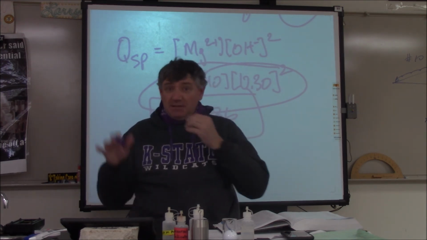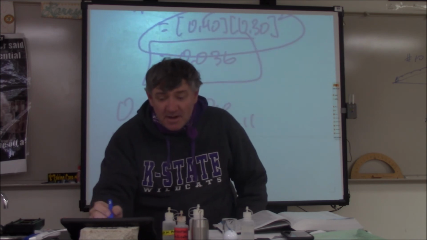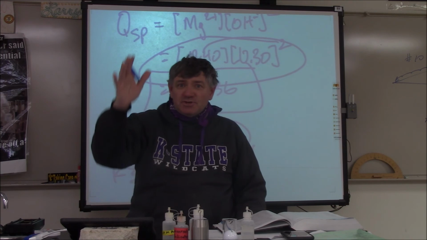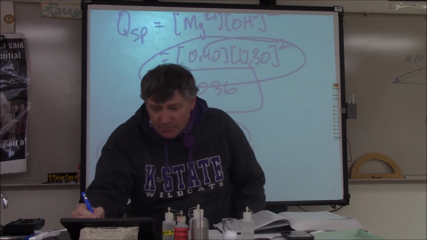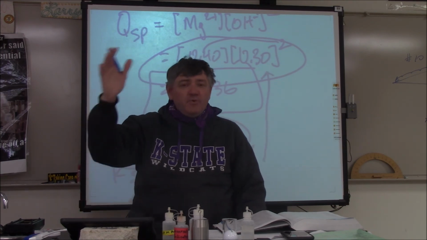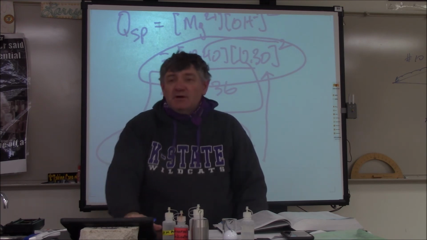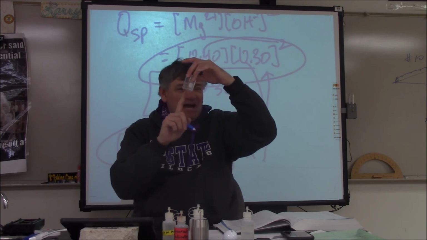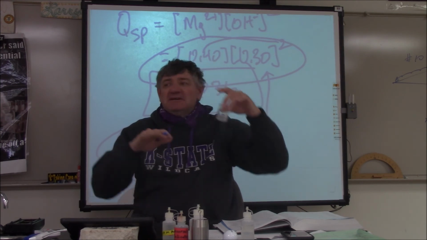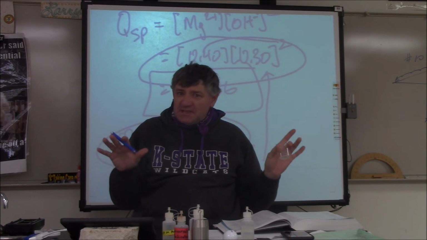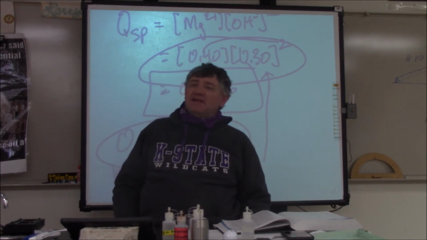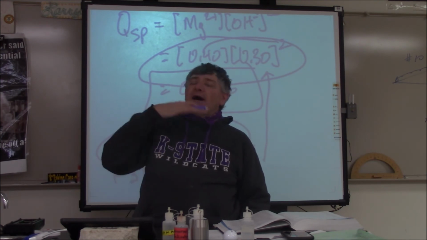Now, this is what's happening here. This QSP value is huge. So Mother Nature wants to get back to a KSP value of 1.8 times 10 to the negative 11. So Mother Nature is going to go, wow, okay, y'all are going to have to sit down and make a precipitate, okay? The same thing happens with this classroom. I walk in, there's 12 kids sitting around, it's like, oh dear Lord, no, this is bad. I can only handle 10.